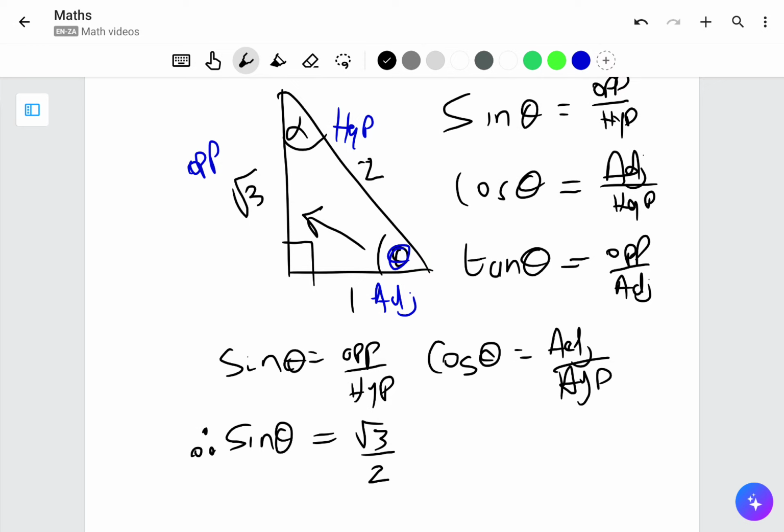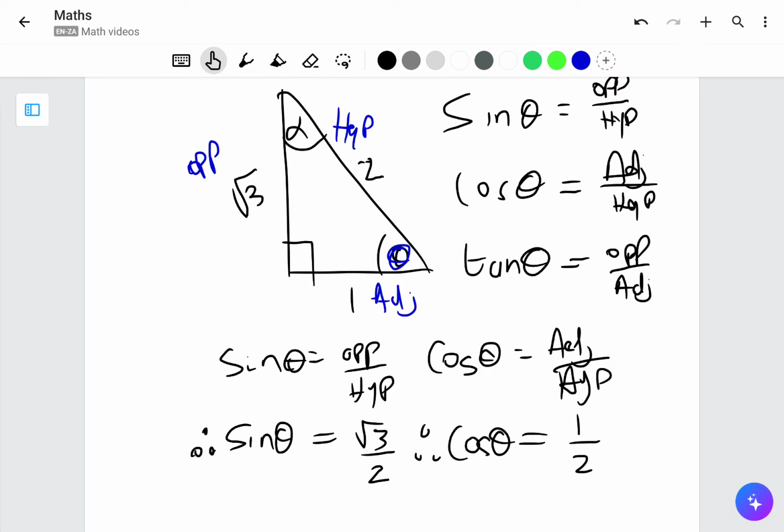So what is adjacent to angle theta? Remember, adjacent means next to. So we can see that adjacent to angle theta is 1, right? 1 is next to angle theta. And we know our hypotenuse remains the same, so the hypotenuse is 2. So, therefore, we can say that cos theta equals a half.